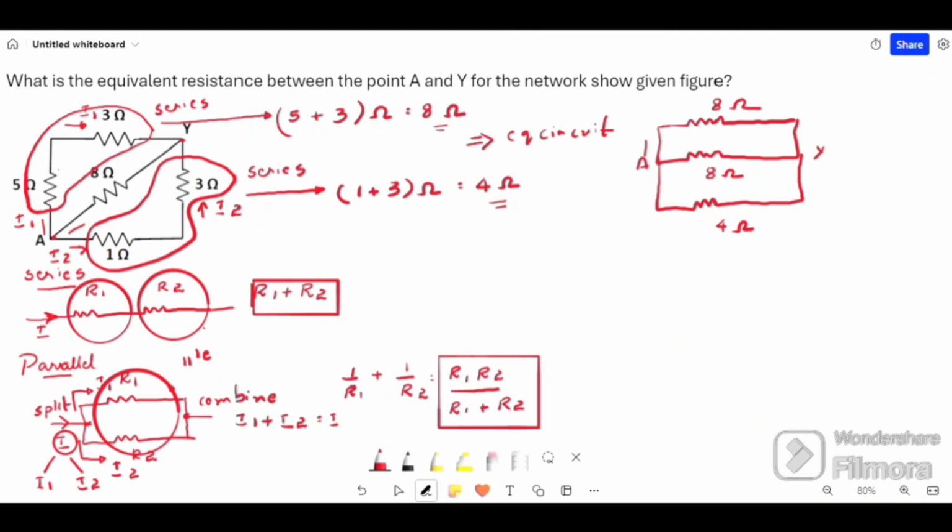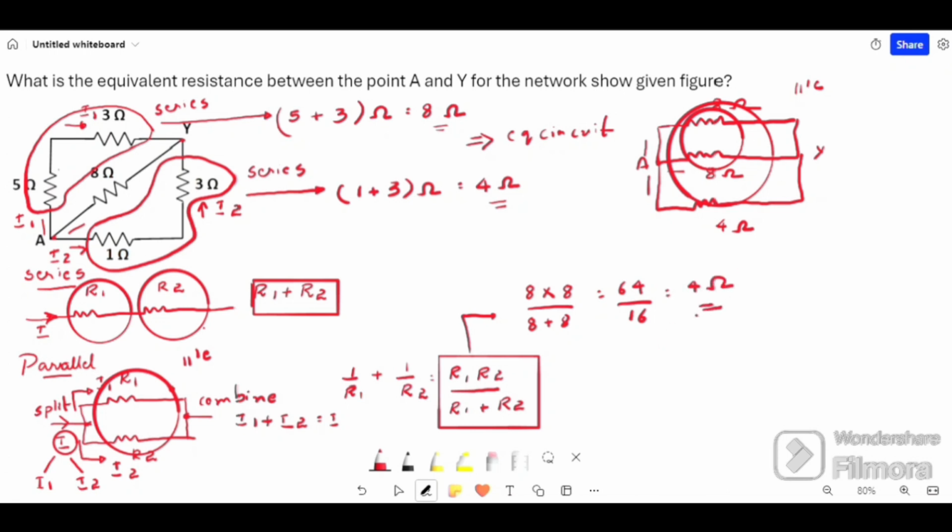Now you see at point A again current has three different paths. It will get divided. When current is getting split, it is known as parallel connection. For parallel connection, we know the formula R1 into R2 by R1 plus R2. We'll use this formula for the first two resistors, that is 8 ohm and 8 ohm. 8 into 8 by 8 plus 8 will be 64 by 16. This is equal to 4 ohm.